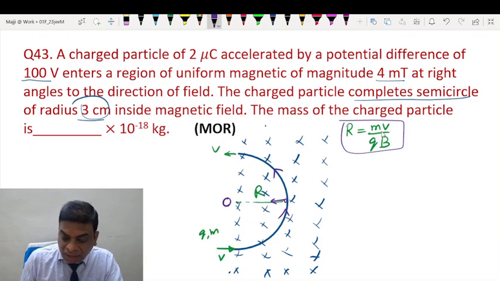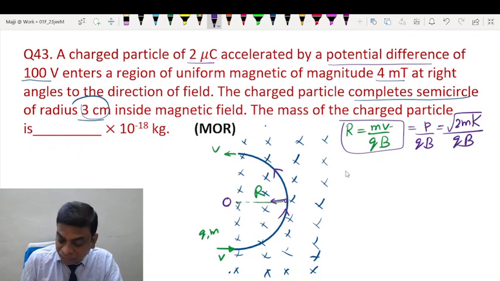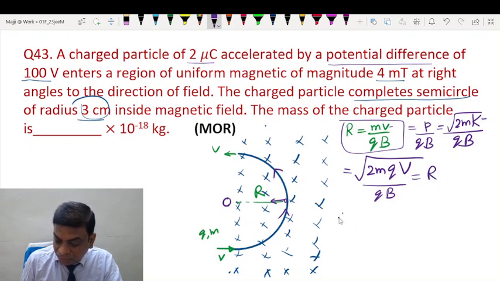Now instead of giving information regarding speed, they have told that the charged particle is accelerated through a potential difference. So when that is the case, this momentum can be replaced with under root 2m into kinetic energy. We all know from mechanics, momentum is this. Also, in case of a particle which is accelerated through a potential difference, the kinetic energy gained is charge multiplied by potential difference. So therefore, we can write like this: under root 2mqV, I have taken q inside the square root, is equal to qB r.